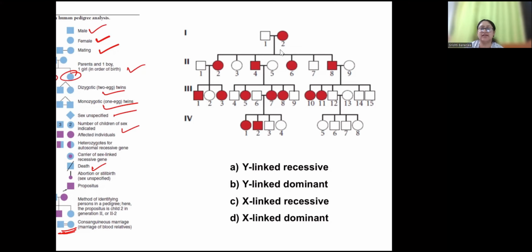What happens in an X-linked dominant disease? Okay, I will discuss that rather than confusing you.